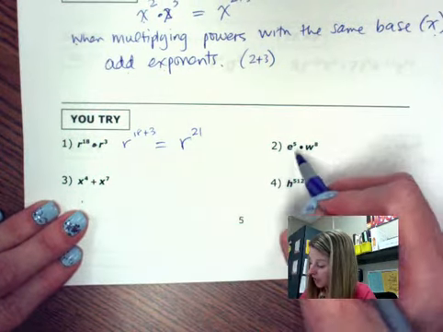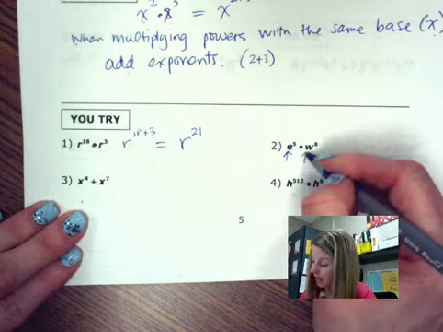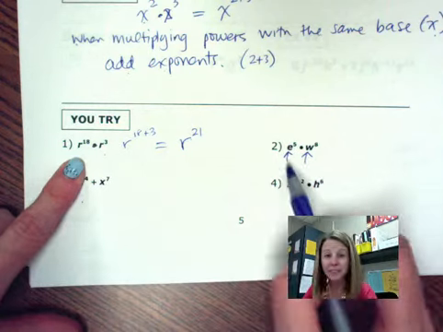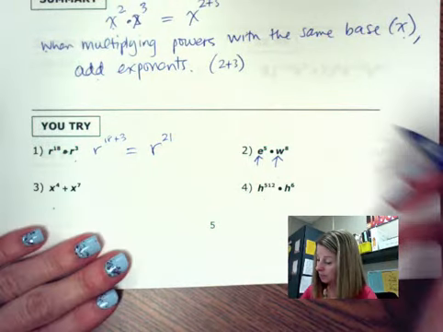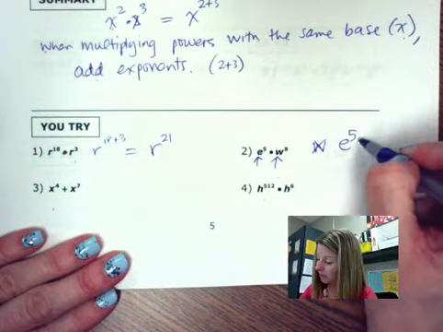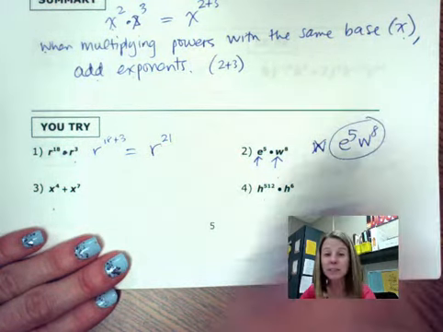Number 2, I notice I have an E and I have a W. It's not the same as like R and R, so these cannot be simplified. So I'm just going to write E to the 5th times W to the 8th, and that is as simplified as I can go.